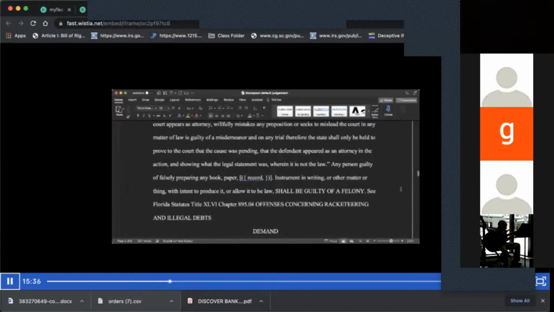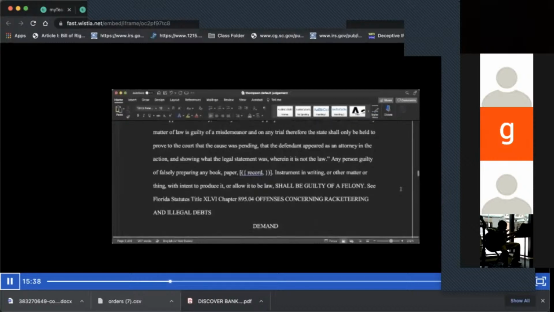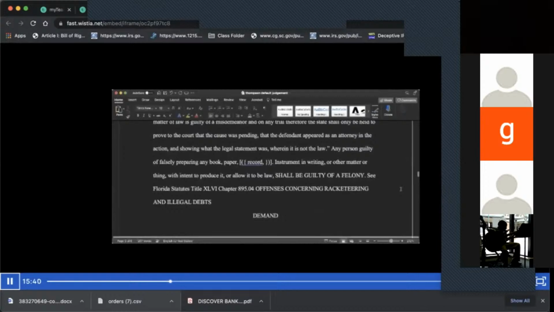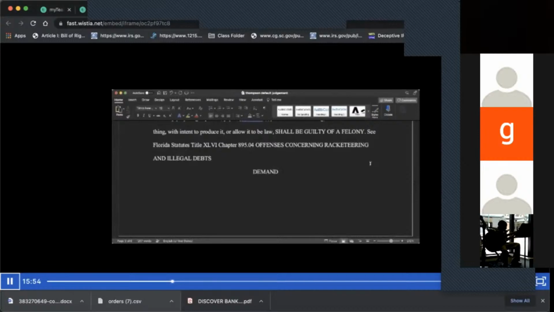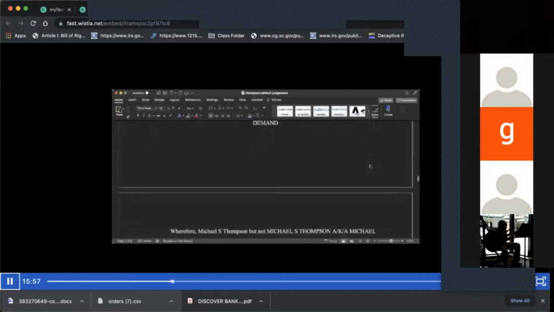and showing what the legal statement was, wherein it is not the law. Any person guilty of falsely preparing any book, paper, record, instrument in writing, or other matter or thing with intent to produce it or allow it to be used as genuine shall be guilty of a felony. See Florida statutes title, I don't know what that Roman numeral is. Offenses concerning racketeering and illegal debts.